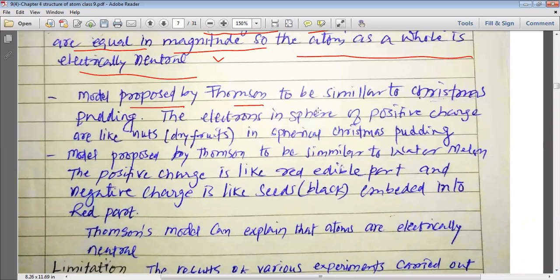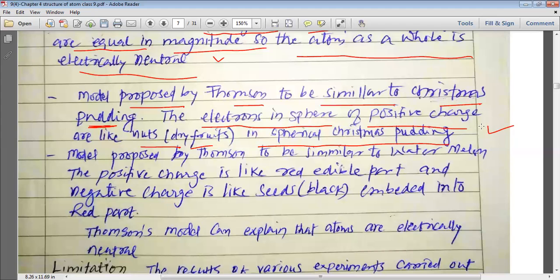The model proposed by Thomson is similar to the Christmas pudding. Now, how is it similar to the Christmas pudding? Let us see. The electrons in the sphere of positive charge are like the nuts or dry fruits in the spherical Christmas pudding. If you compare Thomson's model with the Christmas pudding, the chocolate part is positively charged and the nuts or dry fruits which are embedded in it are like the negative charge.